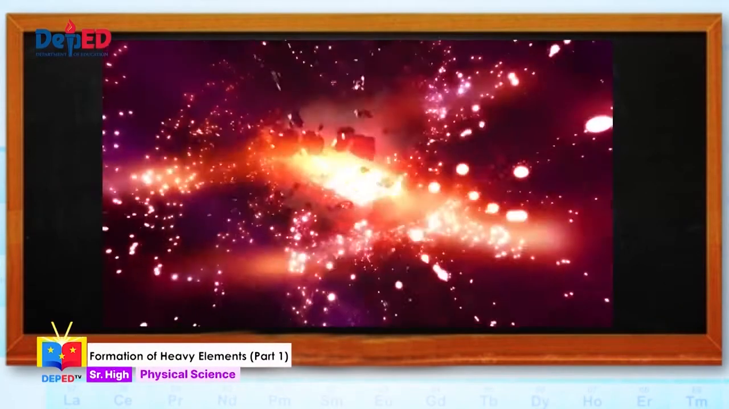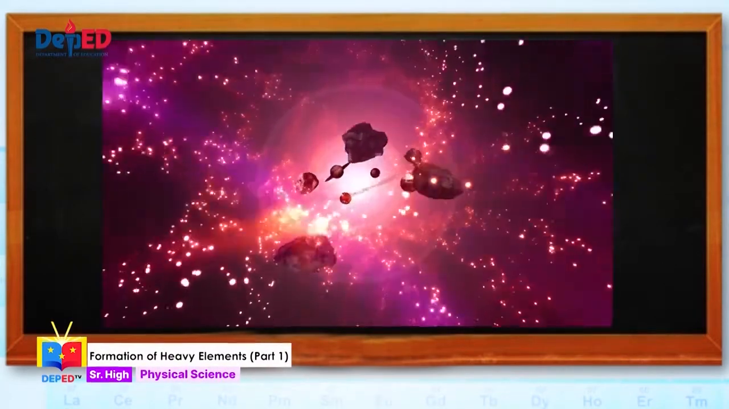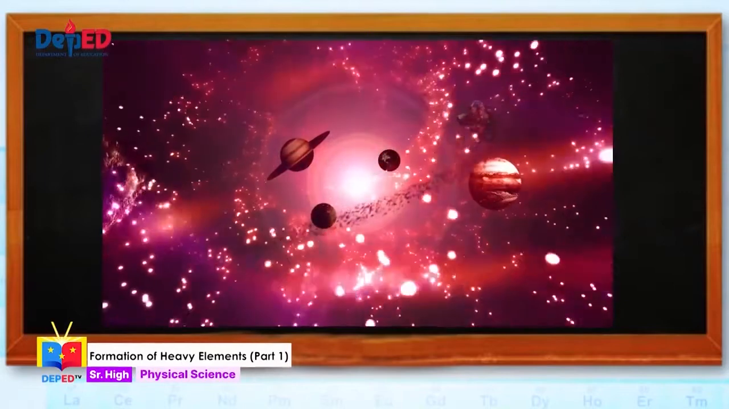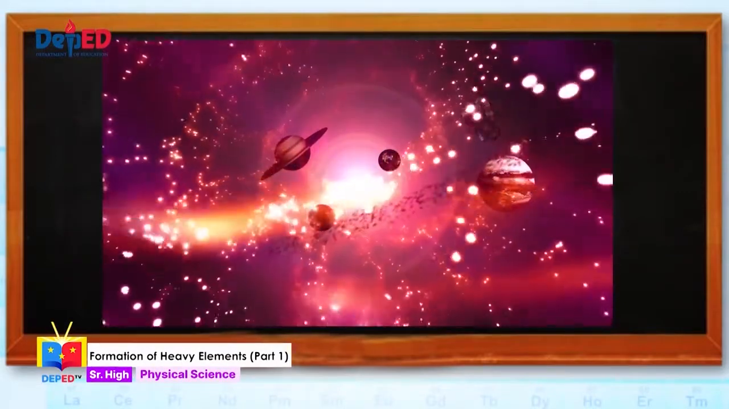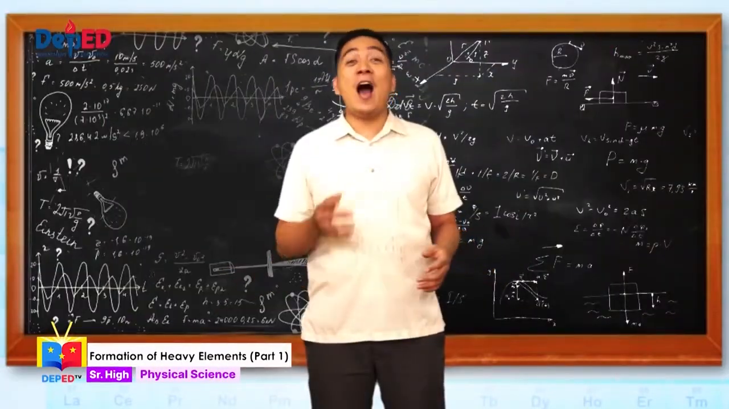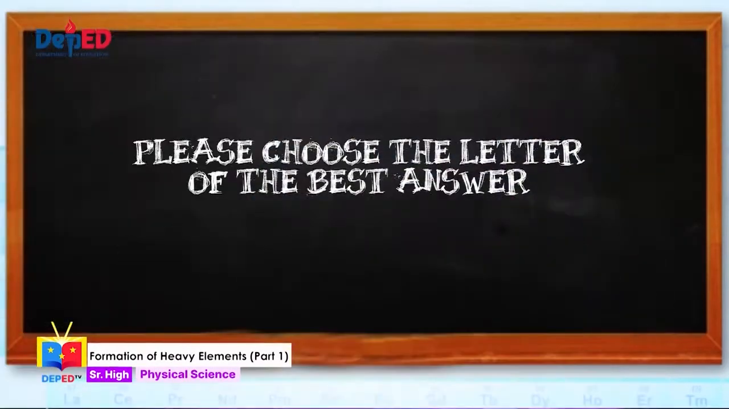The story of the elements did not end there though. Stars were born and nuclear fusion occurred at their core. Inside, hydrogen atoms combine to form helium and release energy. Now it's time to show how much you have learned. Please choose the letter of the best answer. Let's start with an easy one.